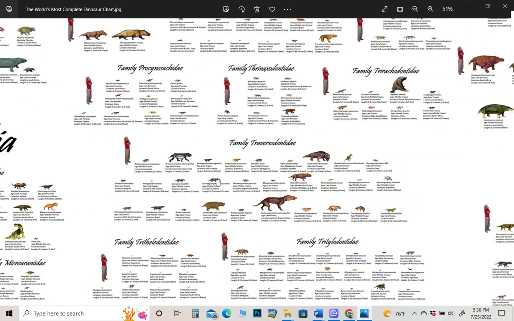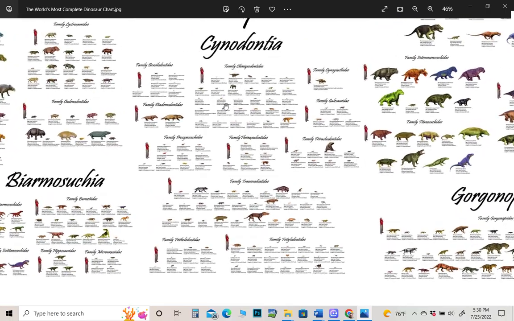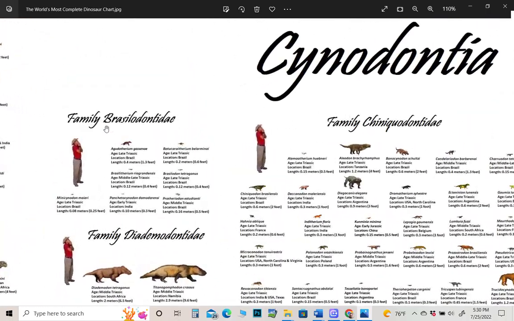So then we have the Cynodonts, which are the most mammal-like of the 6, and it's what the mammals evolved from.